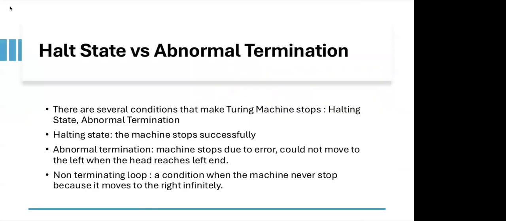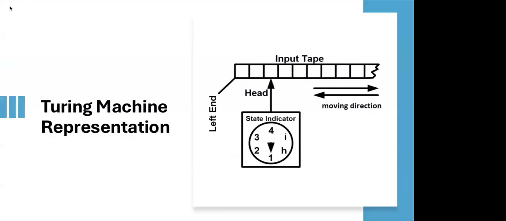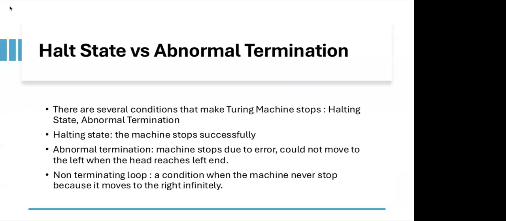It is abnormal termination. Or we may also have a non-terminating loop, which is a condition when the machine never stops, for example, because it moves to the right infinitely. So we see moving to the right can be infinite steps. So if we have a loop where it always goes to the right, it may go to infinity. And in that case, we have a non-terminating loop.